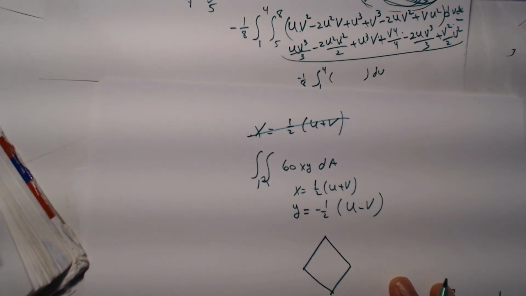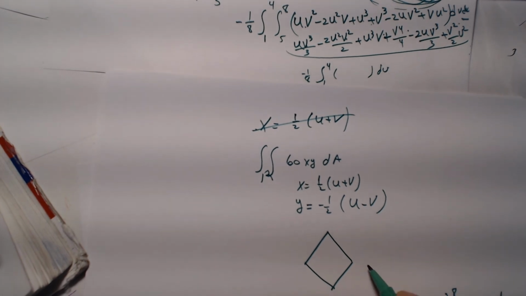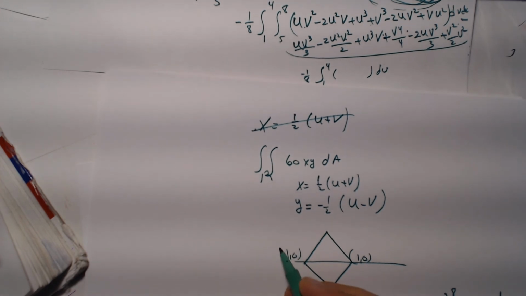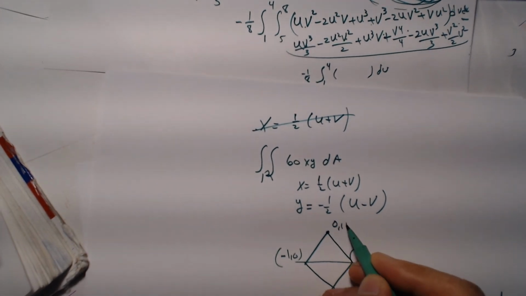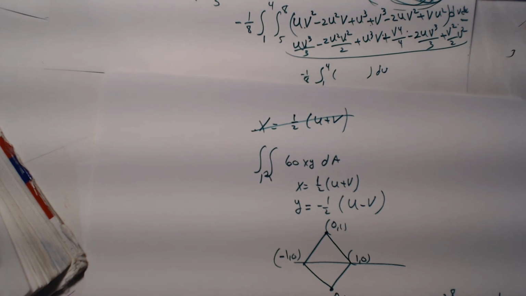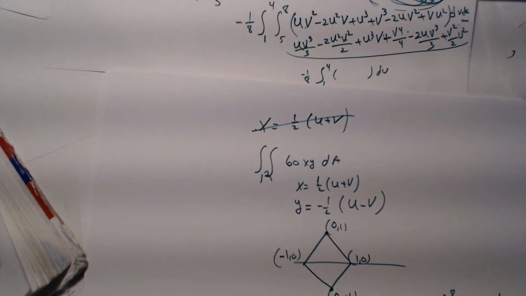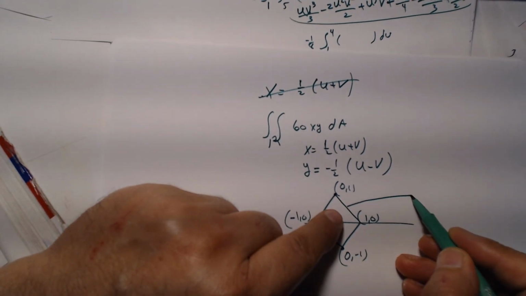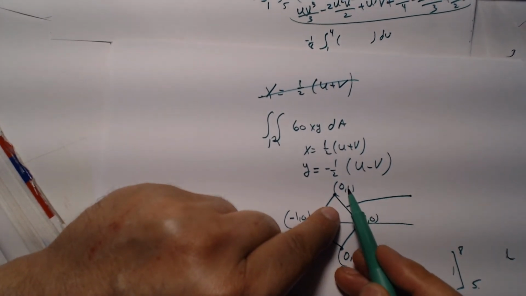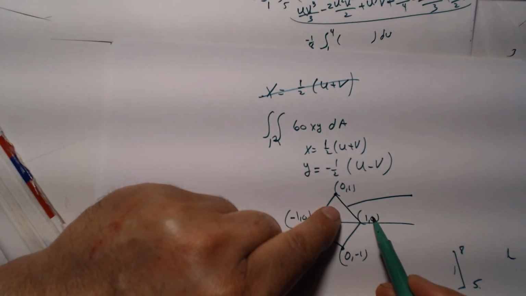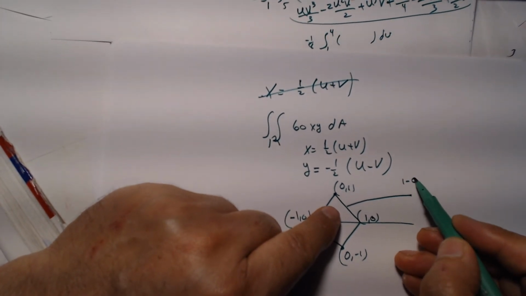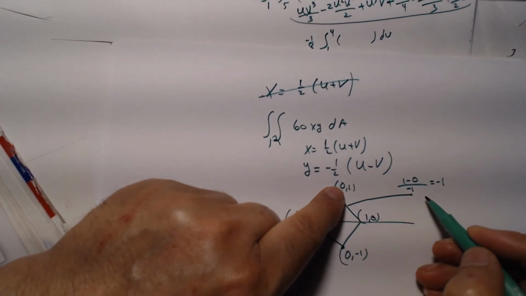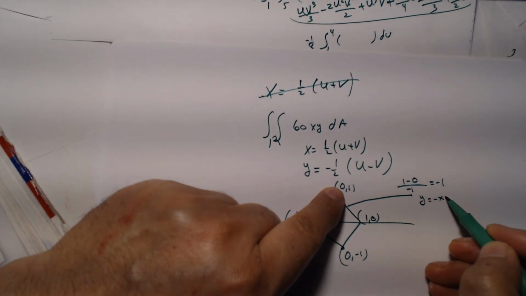I'm not going to finish the problem. Hopefully you'll be able to finish it. That region has points (1, 0), I bet you this is (negative 1, 0), this is (0, 1), and this one is (0, negative 1). They gave you that region, but you have to automatically know that's the equation of a line. And what is the slope? y2 minus y1, 1 minus 0, over 0 minus 1. Your slope is negative 1. That's your y-intercept. Then your y is negative x plus 1.